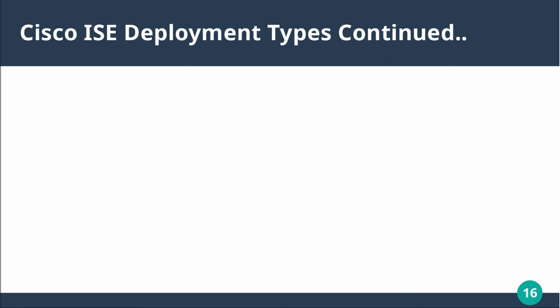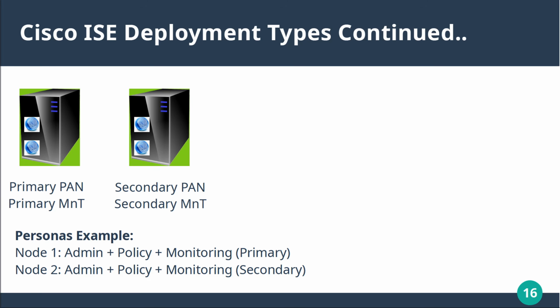Cisco ISE deployment types, continued. The admin persona is commonly known as the policy administration node. In this setup, one node acts as the primary PAN while another serves as the secondary PAN for redundancy. The monitoring persona, also known as the monitoring and troubleshooting node, also has designated primary and secondary roles. And to reduce inter-node communication overhead, it's best practice to host both the primary admin and monitoring personas on the same node, and likewise to place the secondary personas together on another node.